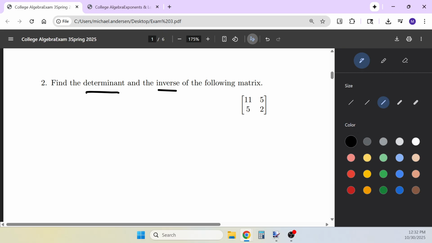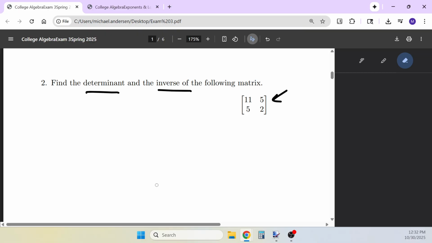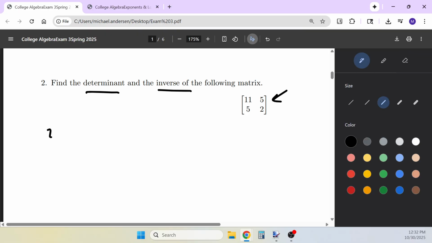Find the determinant and the inverse of this 2 by 2 matrix. The determinant is going to be those multiplied together minus those multiplied. We get 2 minus 25 for the determinant, which is negative 3.